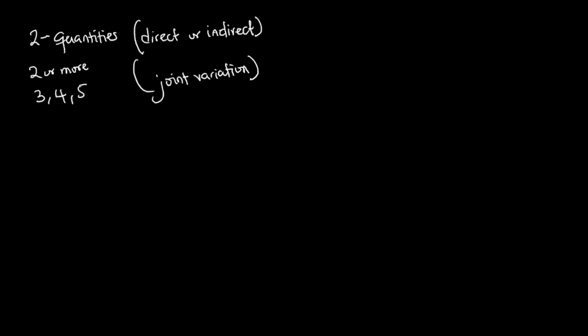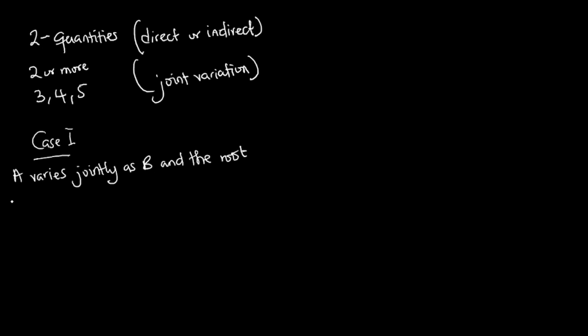So let's have a look at a few cases and see how we can express the variation when we've been given a statement involving joint variation. Let's look at what I will call case 1. So I have A varies jointly as B and the root of Z. We have A varies jointly as B and the root of Z.